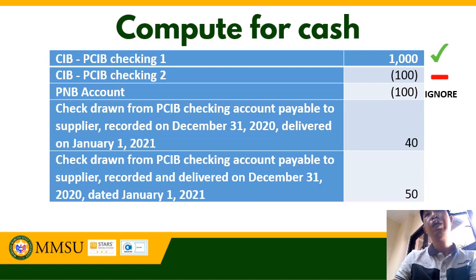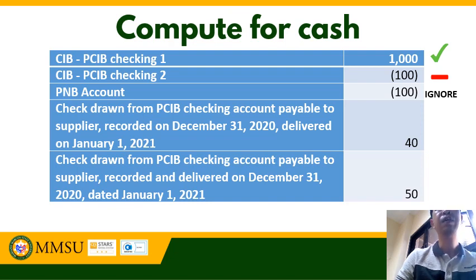Okay, so it's ignored in the computation of cash, but of course, when it comes to problems which mention that this item was incorrectly deducted from your cash, then you have to place it back. And the entry would be a debit to cash, since you're bringing back the negative amount which you previously deducted from cash, and then credit bank overdraft, which is a part of current liability.